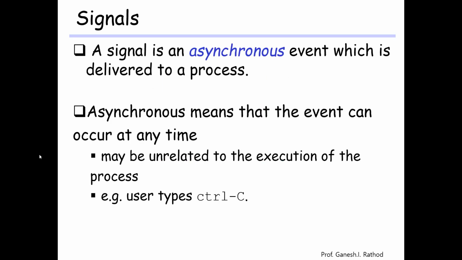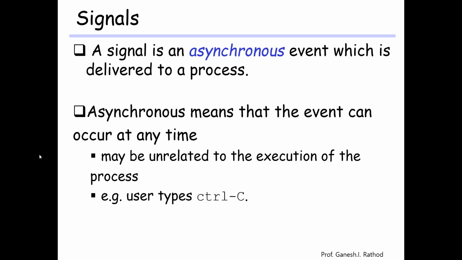A signal is an asynchronous event which is delivered to the process. Asynchronous event means the event can occur at any time. It is a small message that is usually sent to the process, either for the termination of the process or for the creation of the process. So a signal is an asynchronous event.